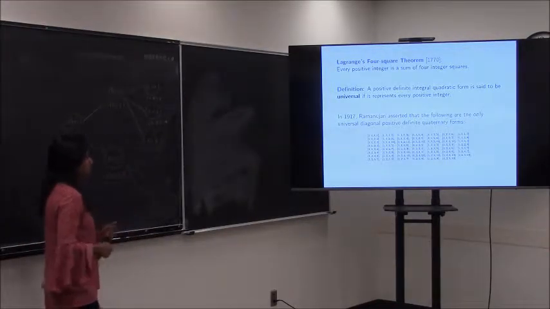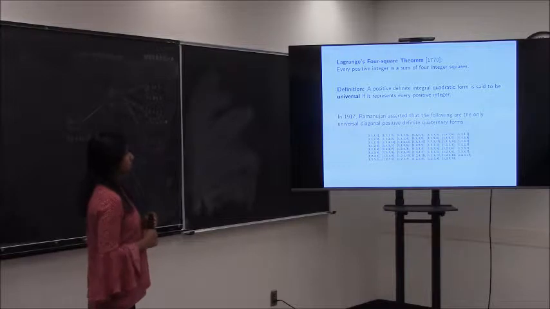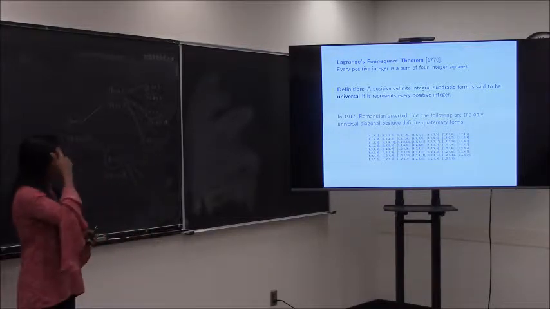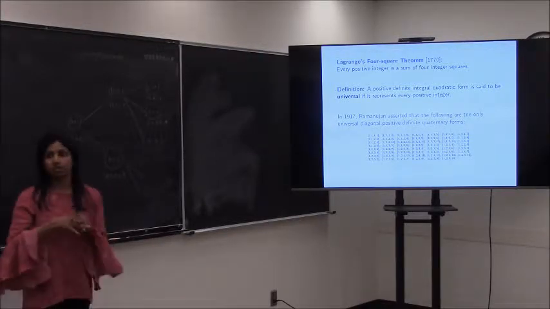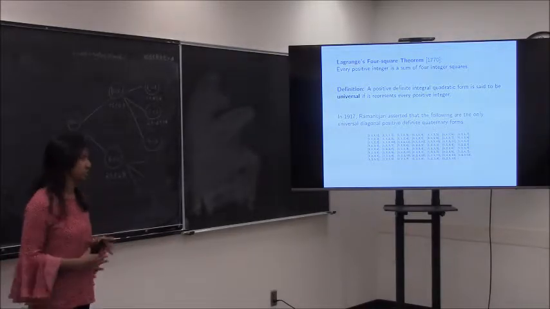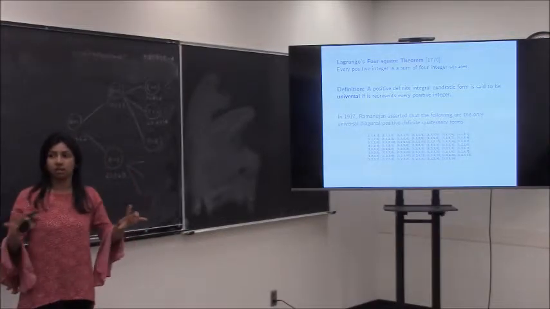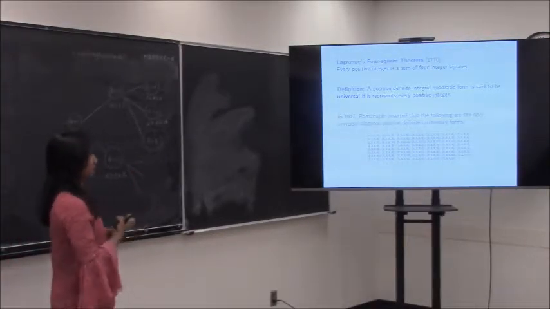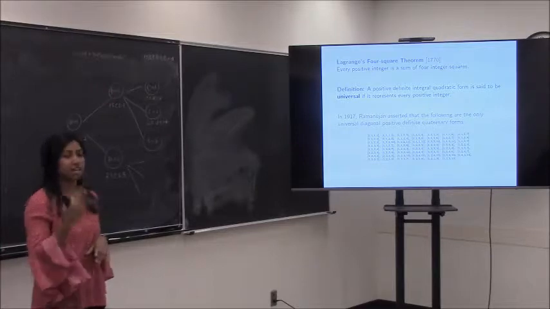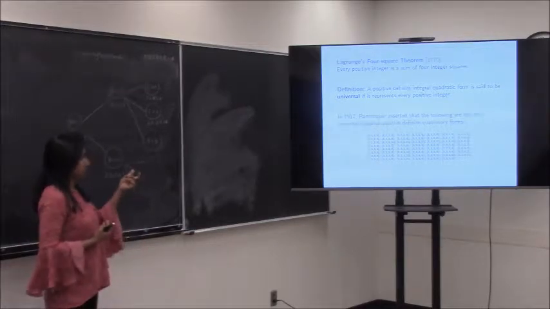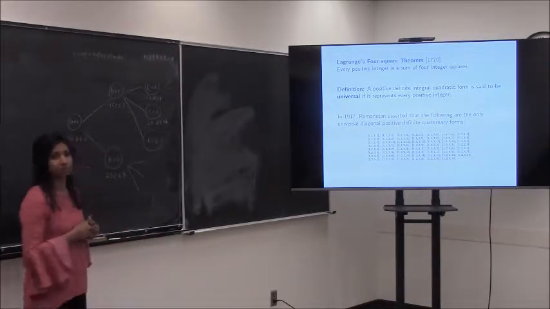So there are some examples and some studies on representation. As I mentioned, Lagrange's four-square theorem. He showed that every positive integer is a sum of 4 integer squares. So that means we can denote any positive integer using that quadratic form given by a sum of integer squares. When a quadratic form represents every positive integer, we call that quadratic form universal. So that is the definition of a universal quadratic form.